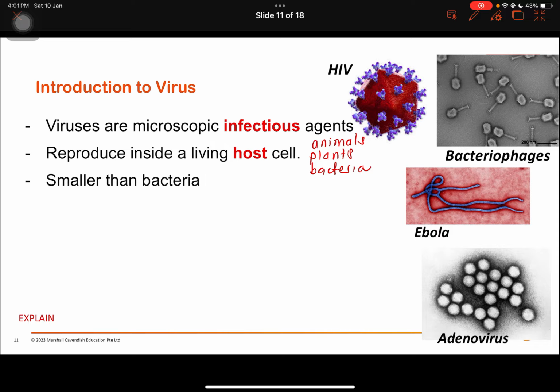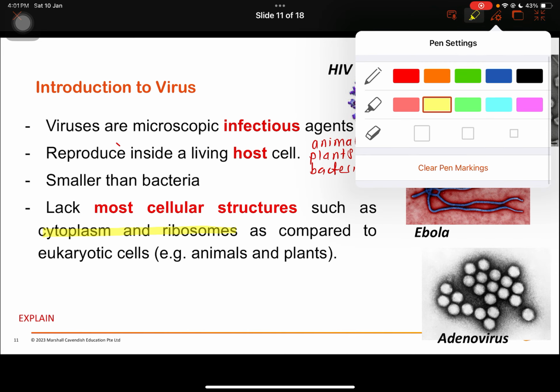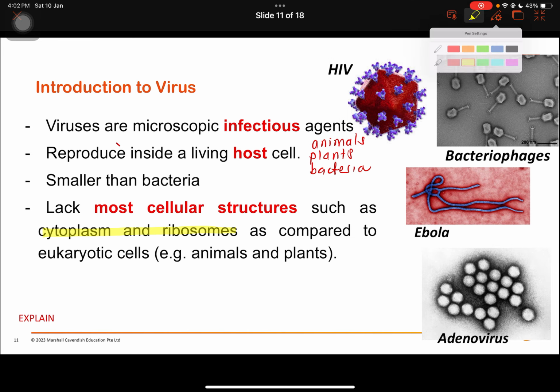As compared to the bacteria, a virus is much smaller, and it lacks most cellular structures such as cytoplasm, ribosome, and cell membrane, as compared to eukaryotic cells like animals and plants. Take note, cytoplasm and ribosomes can be found in bacteria. So that is one difference between virus and bacterial cells.